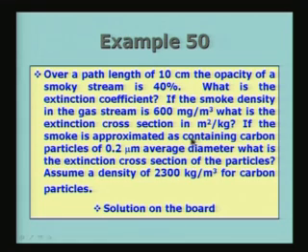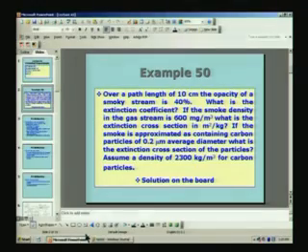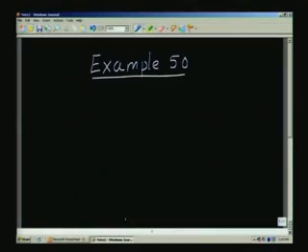We will work it out, and if the smoke is approximated as containing carbon particles of average diameter 0.2 micrometers, we would like to find out the absorption cross section or extinction cross section for the particles, because extinction is a term which includes both absorption and scattering, maybe mostly scattering and to some extent absorption. So, we assume a density of 2300 kilograms per meter cube for the carbon particles. We will work out the solution on the board, and then get back to the discussion on the measurement of force and such quantities.